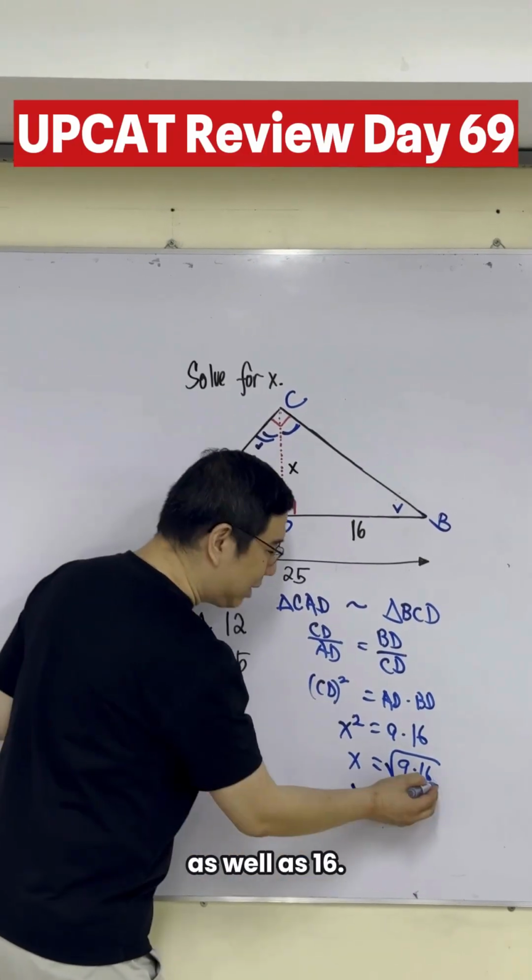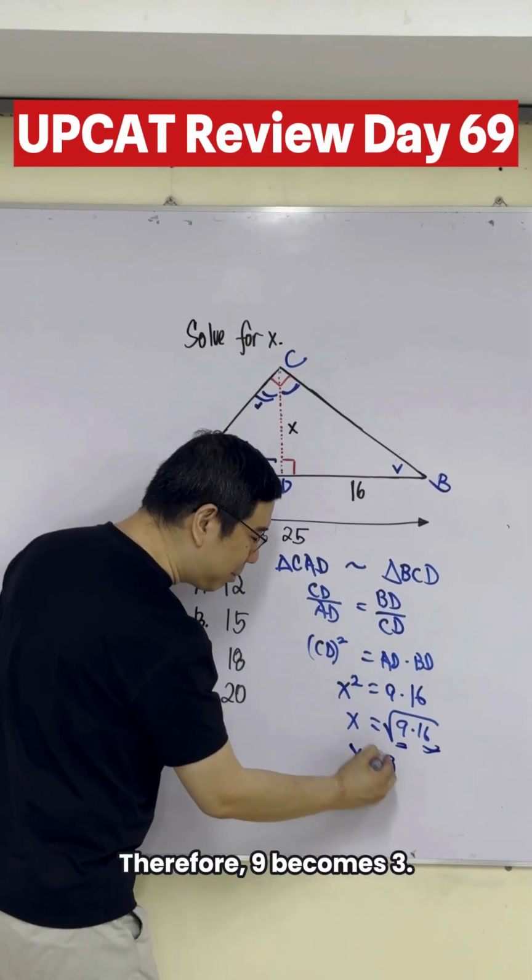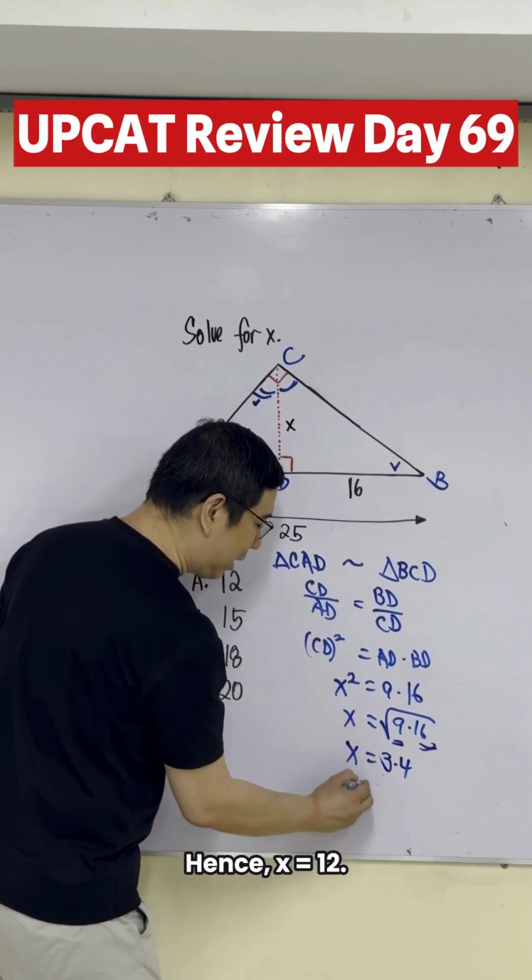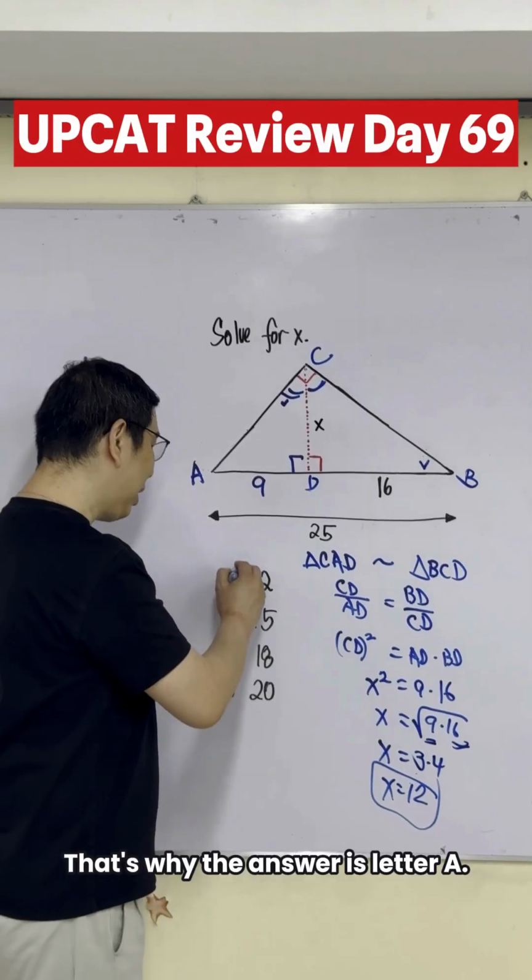9 is a perfect square. 16 is a perfect square. Therefore, 9 becomes 3. 16 becomes 4. Kaya X is equals to 12. Kaya ang sagutan natin is letter A.